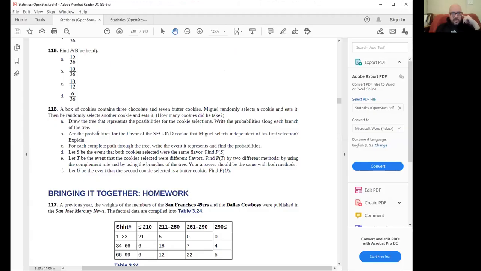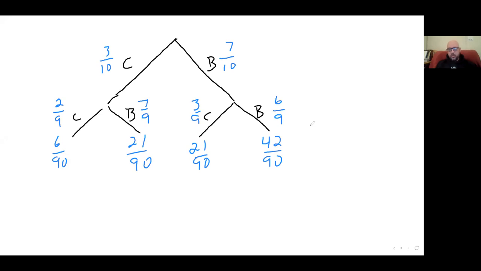Are the probabilities for the flavor of the second cookie that Miguel selects independent of his first selection? No, they're not. They change, right? You can see that from the tree diagram, or you can see it just by thinking about it. The probability of selecting a butter cookie changes depending on whether you have selected a chocolate cookie or a butter cookie first. Butter cookies are 7 out of 9 if you select a chocolate one first, but 6 out of 9 if you select a butter cookie first. So they change depending on whether you've done C or B first, so they're dependent. That's literally what dependent means: if an event happens, does it affect the probability of another event? And the answer here is clearly yes.